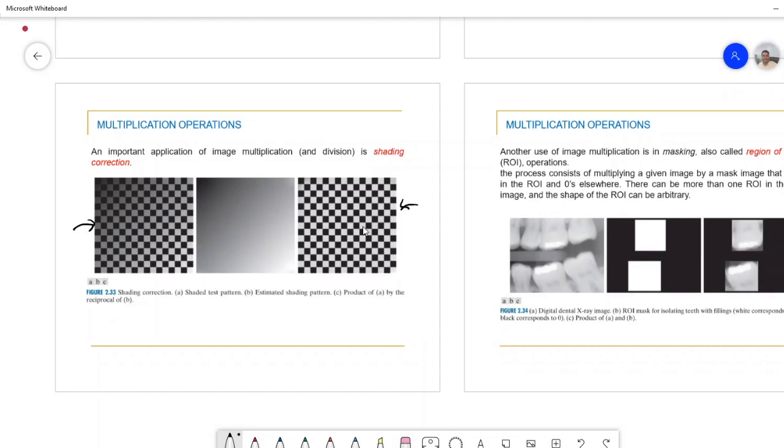Okay, and this masking is also known as the region of interest operation. So the process consists of multiplying a given image by a mask image. अब जो इमेज है उसको आप एक मास्क इमेज से मल्टीप्लाई करेंगे, that has ones in the region of interest and zeros elsewhere. Then you can see there can be more than one region of interest in the mask image and the shape of the region of interest can be arbitrary. So see, this is your image. Okay, now this is the region of interest mask which we have created, a square. Okay, this is 1, this is 0. Okay, now multiply these two, we get this product of A and B.